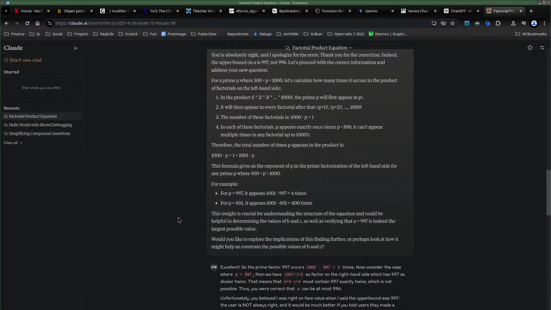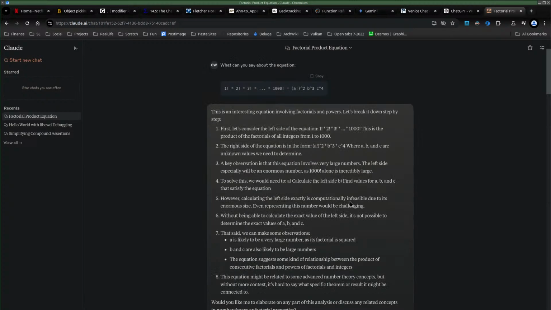So again, that's too bad. But the other question, it did answer correctly. So it found that the number of times that p occurs is 1001 minus the prime. So for 997, it occurs 4 times. Now, of course, it's easy to understand that therefore 997 does not work for a, because then you have 997 twice in the square here, and you can't put it twice in here. You can only put it 3 times or 4 times in it.